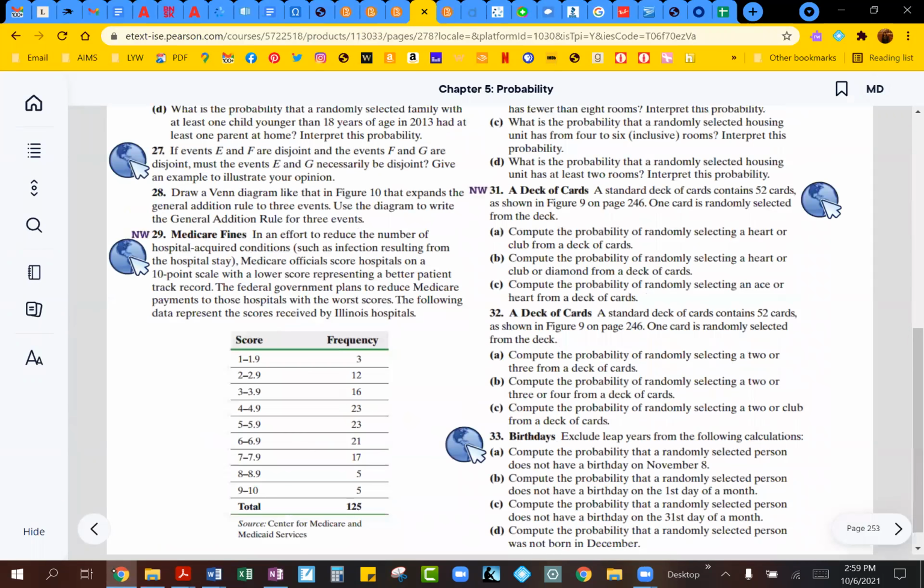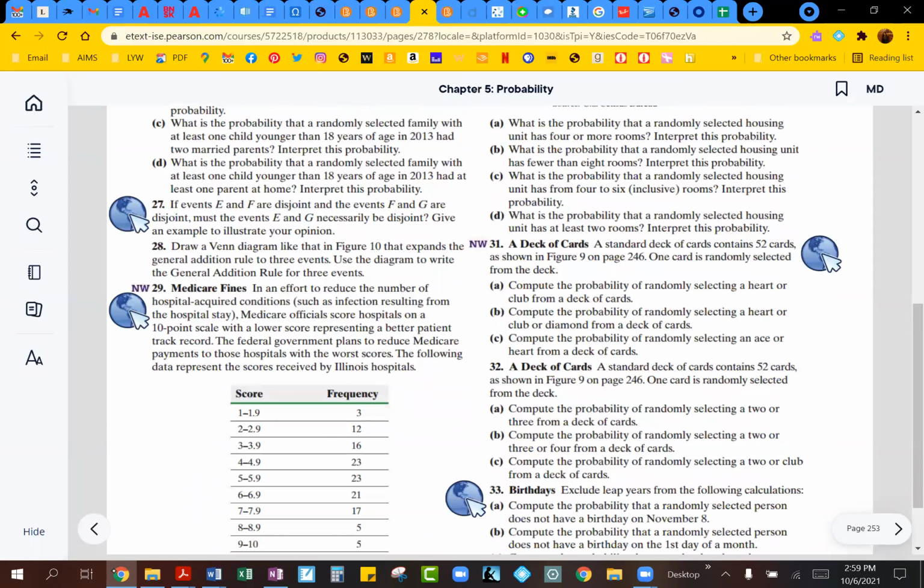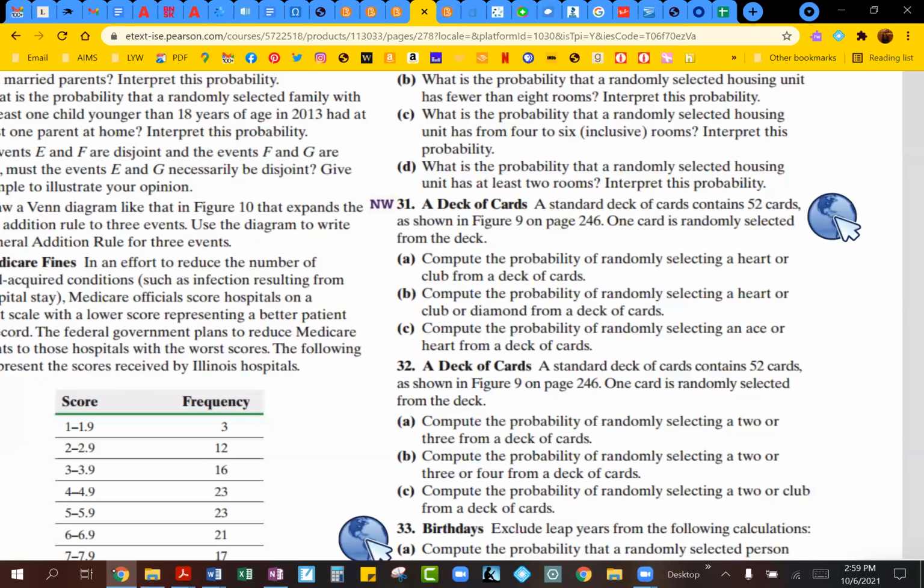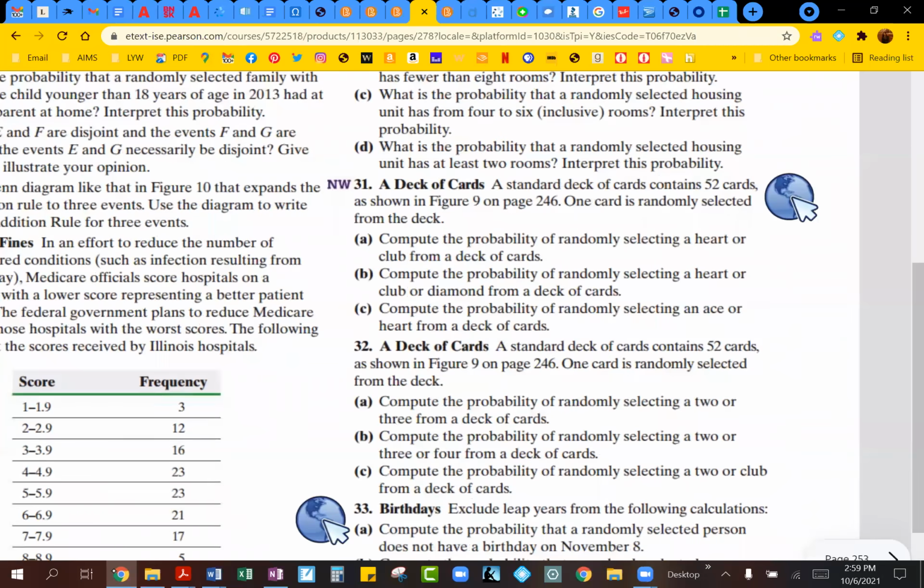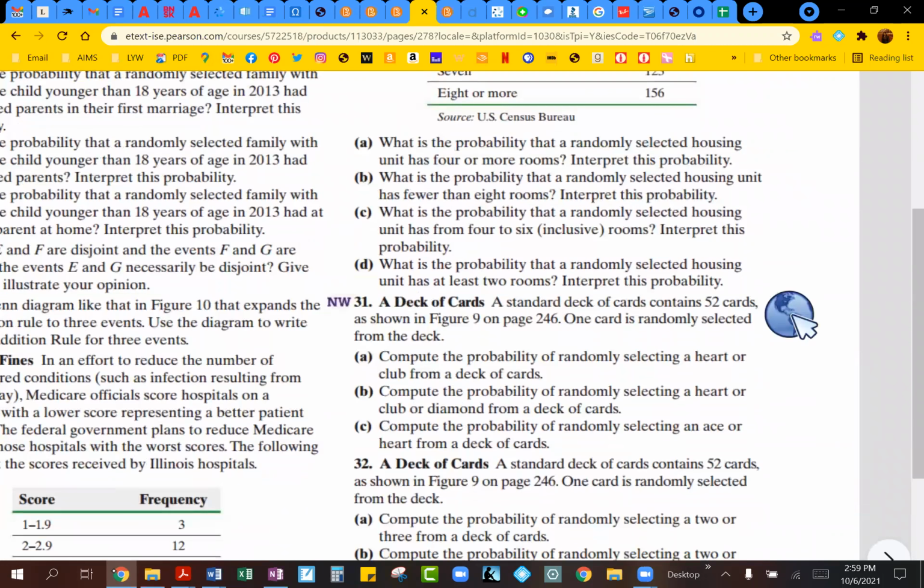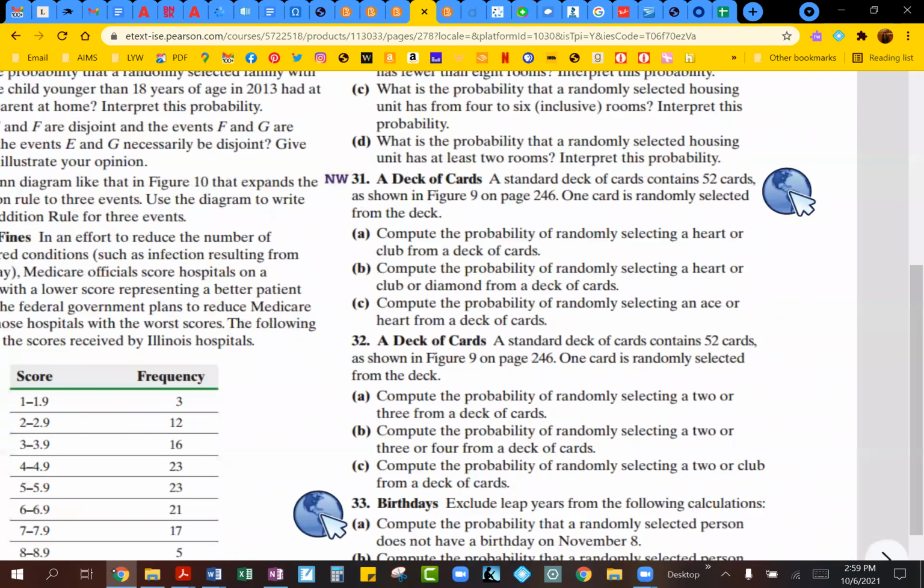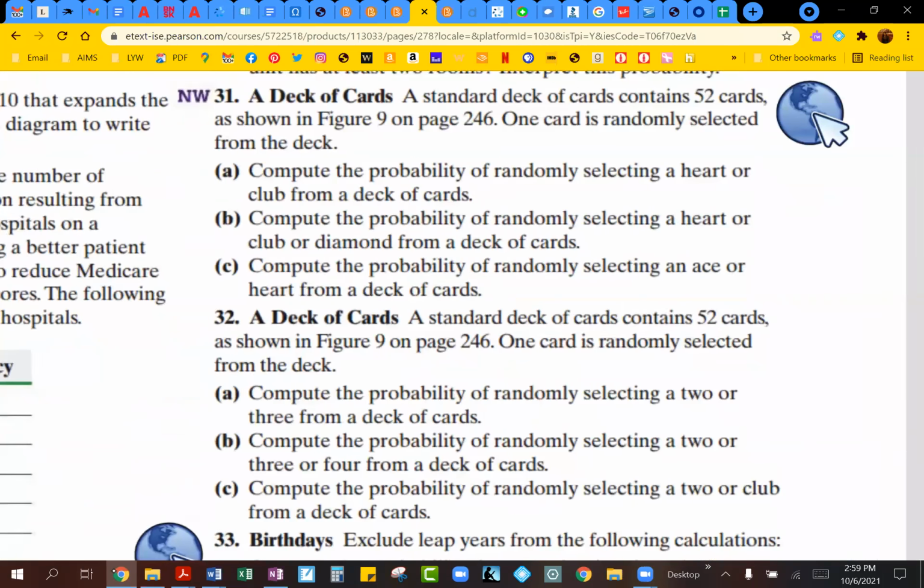Yeah, we can do this. Let's look at number 31 over here.